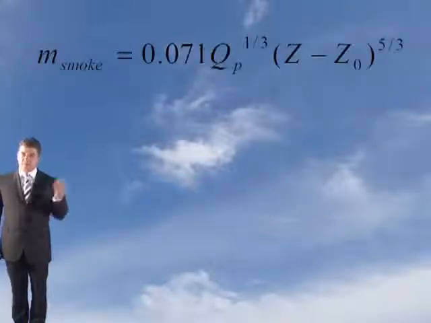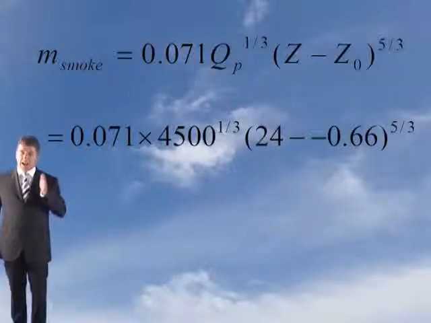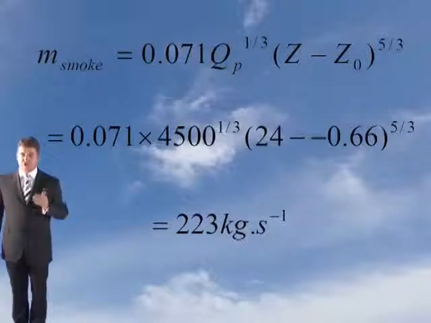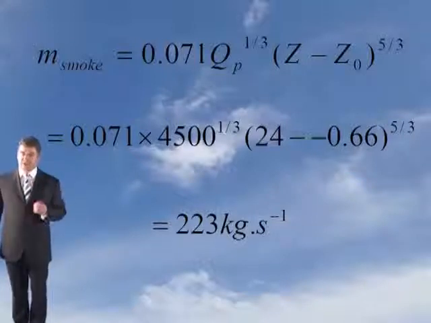Now if you'd have put them in the original formula, the far field model, you'd have got this. M smoke equals 0.071 times 4,500 to the 1/3 times 24 minus minus 0.66. Don't forget 2 minuses make a plus, to the power of 5/3, which would have given you a mass flow rate of smoke of 223 kilograms a second. So we know now how much smoke is being produced. Now we need to know how hot it is. Let's move on to step 4.